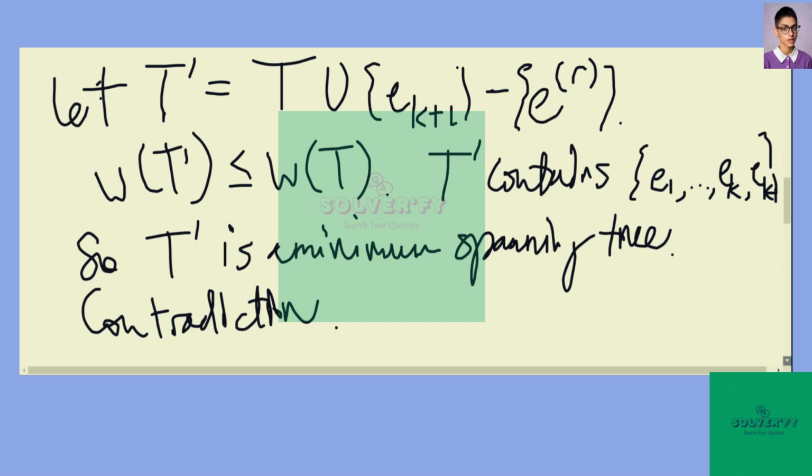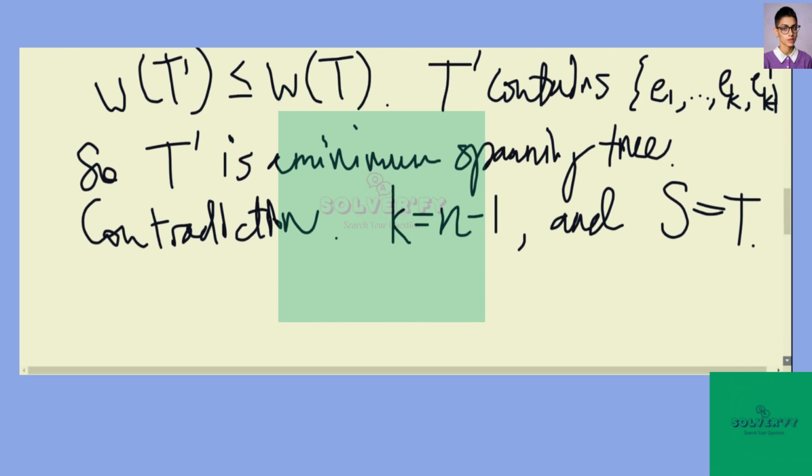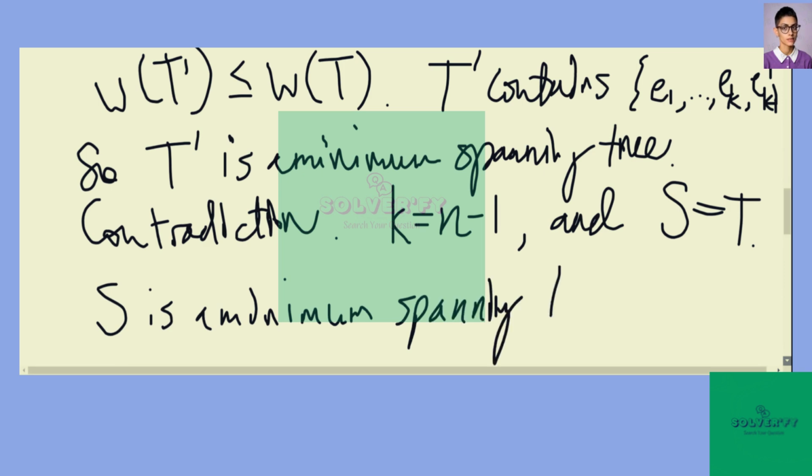So we assumed that K was the largest possible value for which E1 through EK was a minimum spanning tree. And we have now obtained that E1 through EK plus 1 also forms a minimum spanning tree. Therefore, K is equal to n minus 1, and so it follows that S equals T. And therefore, S is a minimum spanning tree, as the algorithm claims.